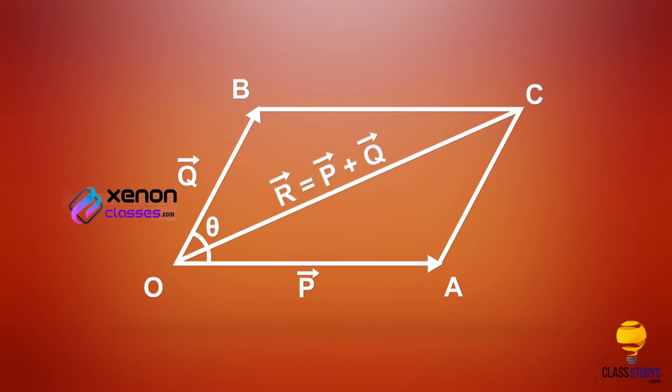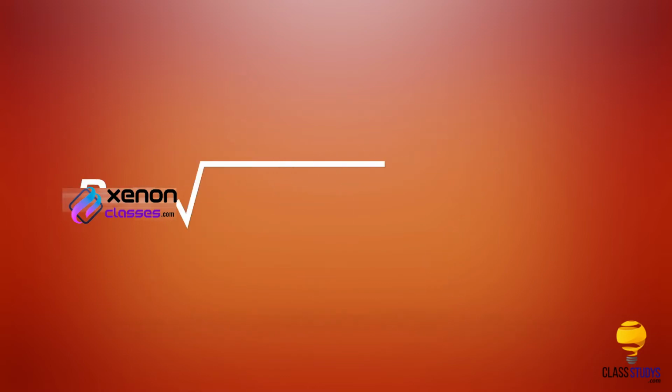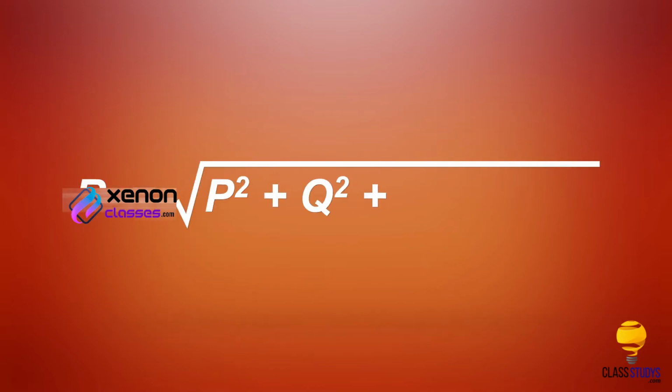Vector R is equal to vector P plus vector Q. R is equal to the square root of P squared plus Q squared plus 2PQ cos theta.